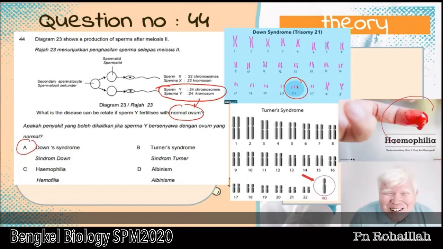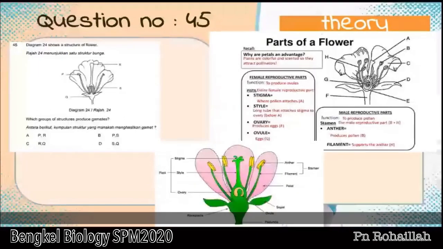Hemophilia, this one, the blood cannot clot. Turner syndrome is about sex chromosomes, where there is only one sex chromosome, X. Albinism, this one. So the answer is A. Next, 45. Structure of a flower, which group of structures produces gametes? The ones that produce gametes are S and also P. Alright, next, 46.